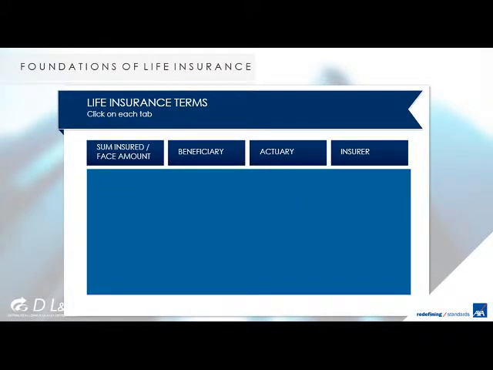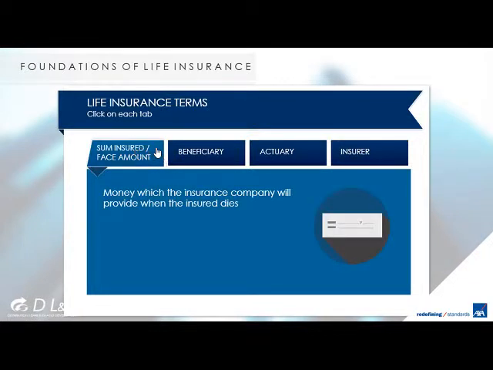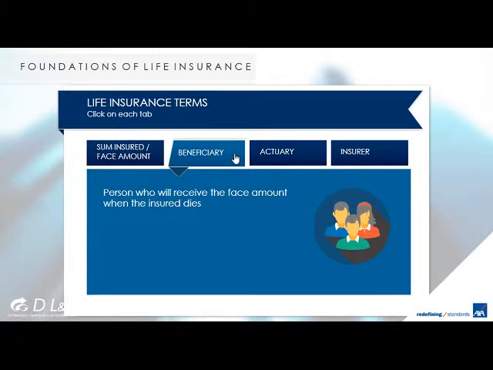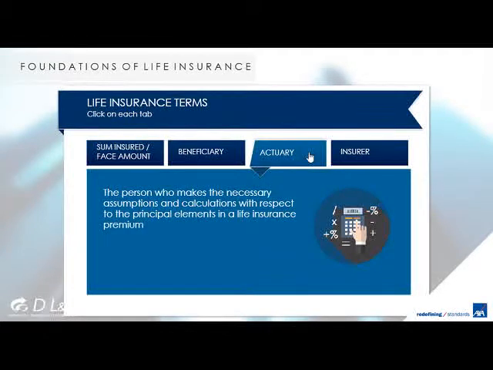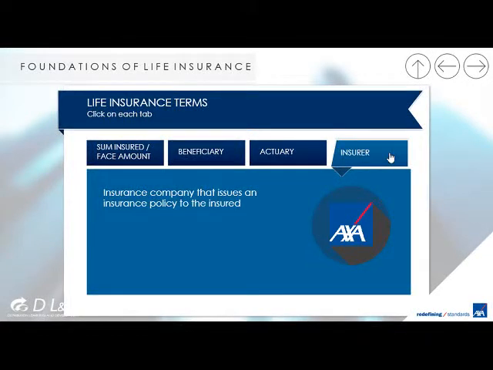Here we continue with life insurance terms. Click on the tabs to know more. Face amount, the money which the insurance company will provide when the insured dies. Beneficiary, the person who will receive the face amount when the insured dies. Actuary, the person who makes the necessary assumptions and calculations with respect to the principal elements in a life insurance premium. The insurer, the company that issues an insurance policy to the insured.